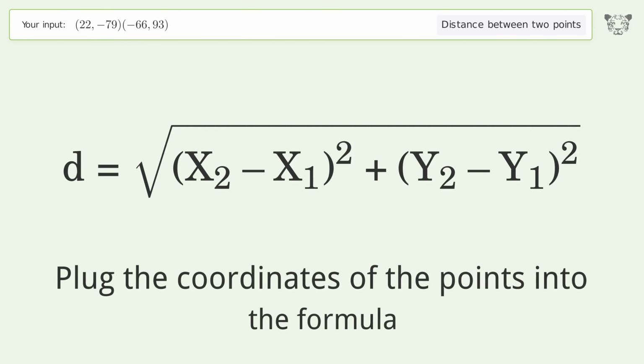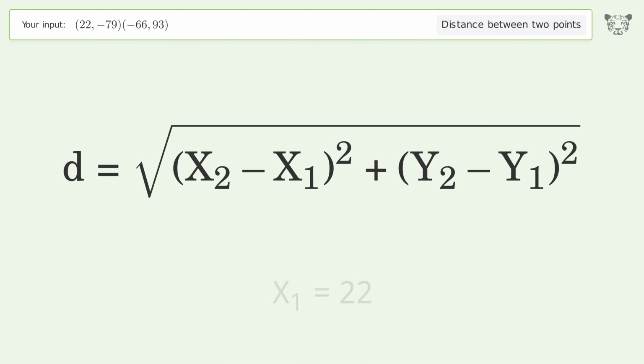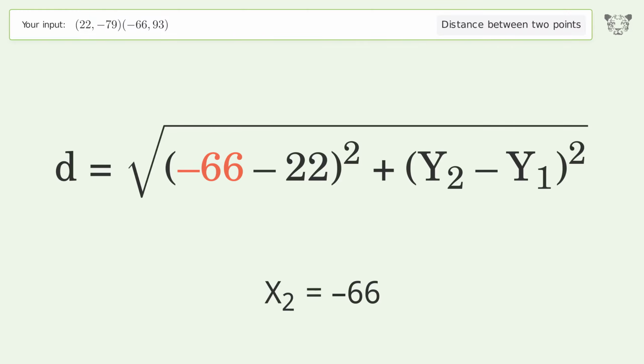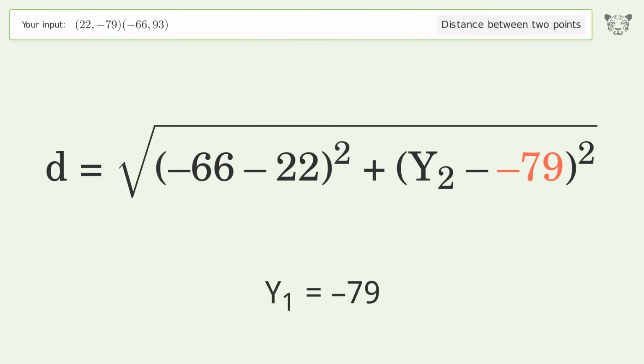Plug the coordinates of the points into the formula. x1 equals 22. x2 equals -66. y1 equals -79. y2 equals 93.